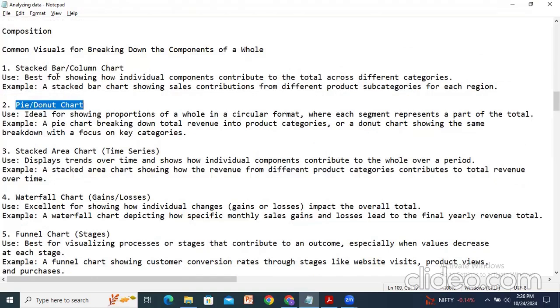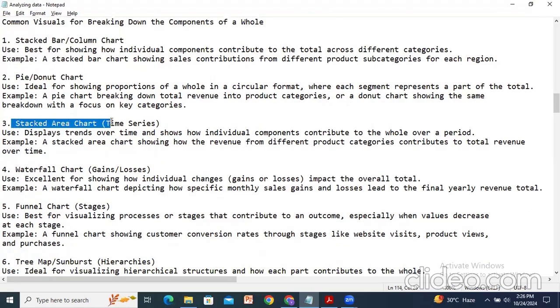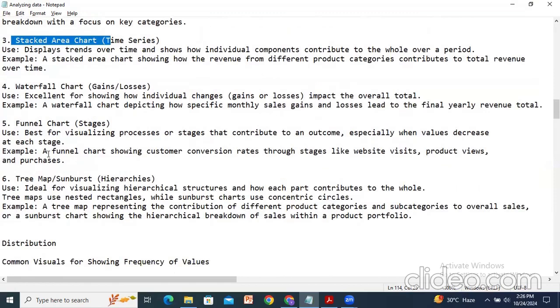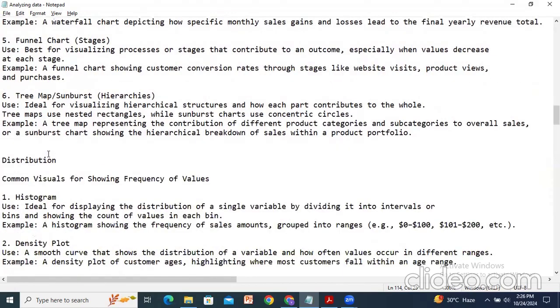But in this one, if you show with the bars, subcategories are also possible. But subcategory-wise, if you show it with the pie chart, the data becomes clumsy. And stacked area chart: the stacked area chart mainly shows how revenue from different product categories contributes to total revenue over time. And waterfall chart shows gains or losses. Okay. And funnel chart: this funnel chart shows customer conversion rates. Then tree map, sunburst chart.